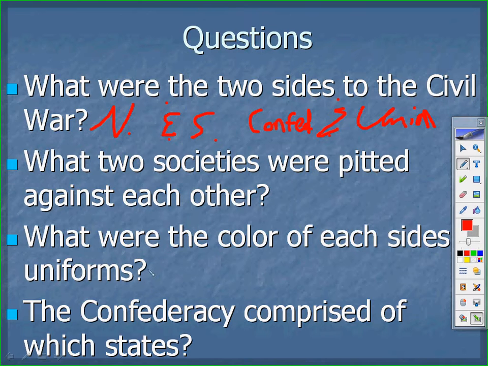Okay. The colors of the uniforms for each side. So again, South is gray, and North is going to be blue.